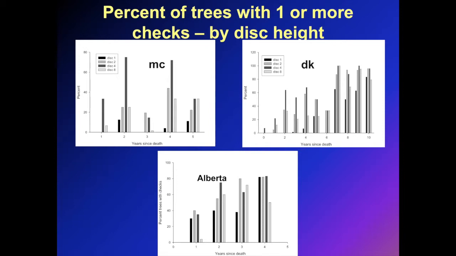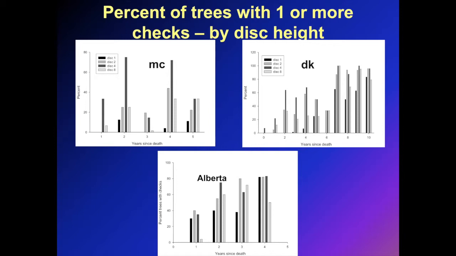So getting into the checking question, which was probably the most important factor with regard to the softwood lumber dispute anyways, and I think it is the most important factor with regard to trying to manufacture something out of these trees, especially if you're trying to produce dimension lumber. Not so important for pellets and other things. So the percent of trees with one or more checks by disc height. So basically, what you need to take away from this is by year 2 to 3 or so, most of the trees have developed a check, and that is essentially what we found in Alberta as well.